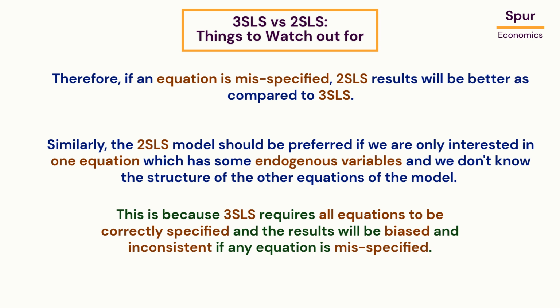Similarly, the 2SLS model should be preferred if we are only interested in one equation which has some endogenous variables and we don't know the structure of the other equations of the model. This is because 3SLS requires all equations to be correctly specified and the results will be biased and inconsistent if any equation is misspecified.